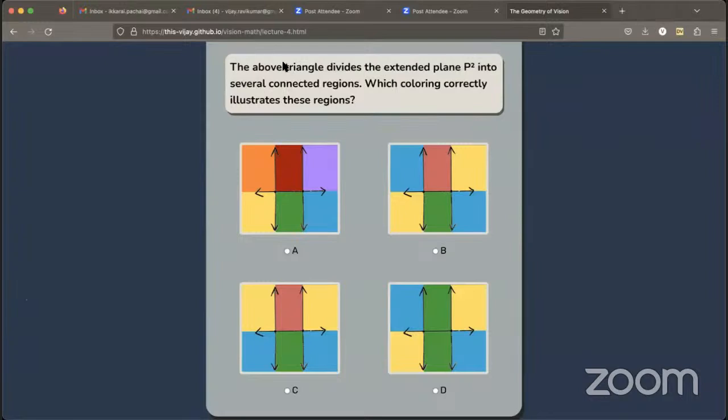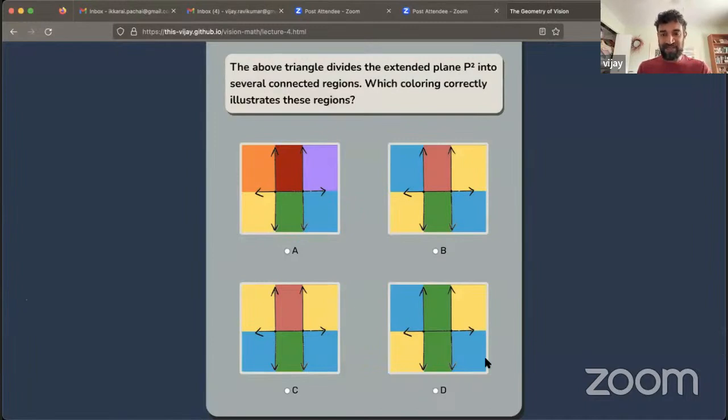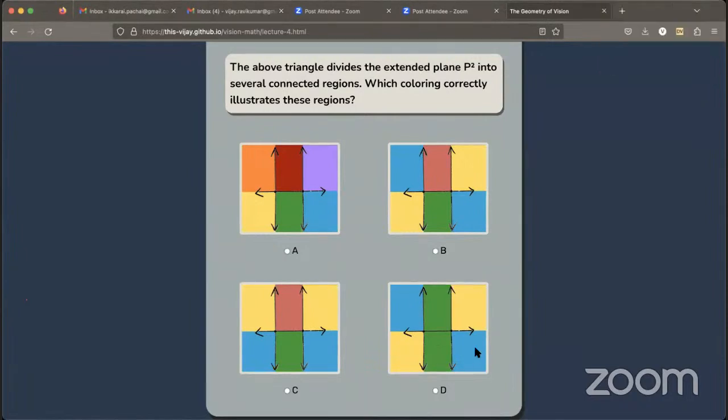D. Say that again. D. Okay. That's a good guess. And tell me why you're saying so. In particular, in D, we're seeing that the top left and the bottom are connected. Wait. The two triangles are meeting at infinity, so they are different. So D cannot be the answer. Yes. Both the triangles are different.